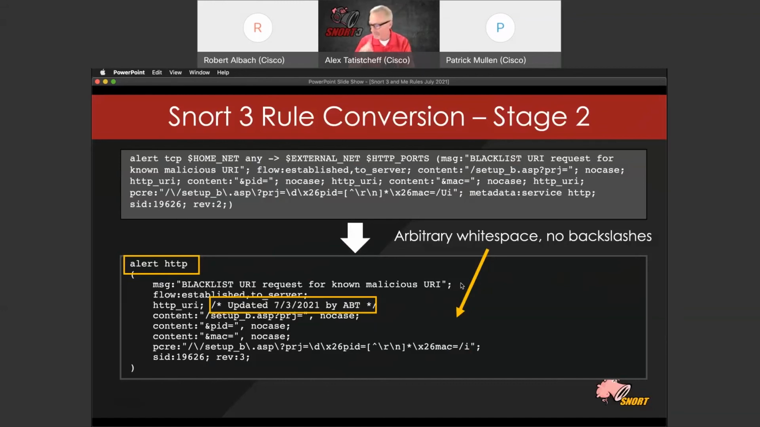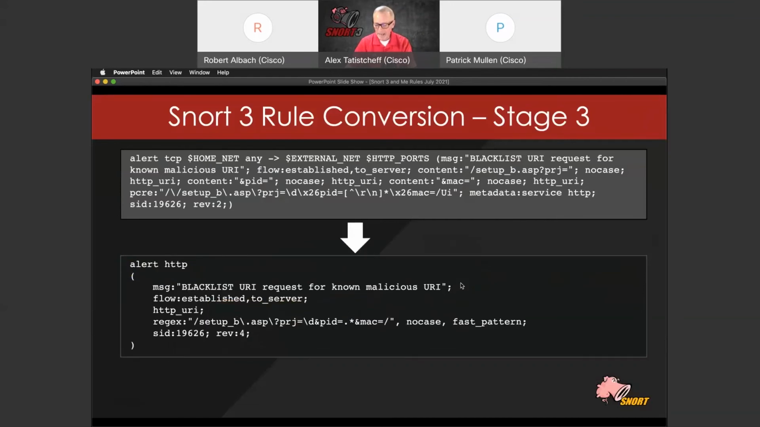So when they say that Snort 3 rules are easier to read, it doesn't mean they're easy to read out of the box. It doesn't mean running it through a conversion all of a sudden makes it easier to read, but it means that you can write rules like this, which I don't think it's just me. They're easier to read, right? It's easier to see what's in that rule. Okay, so that was stage 2.